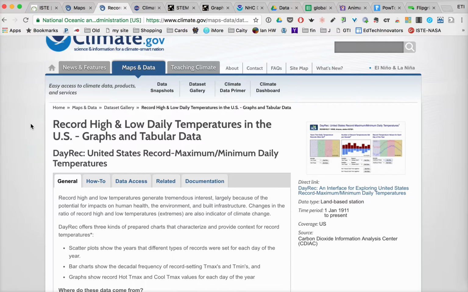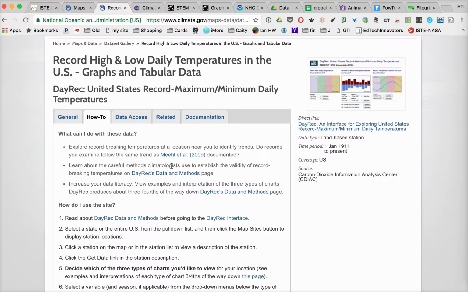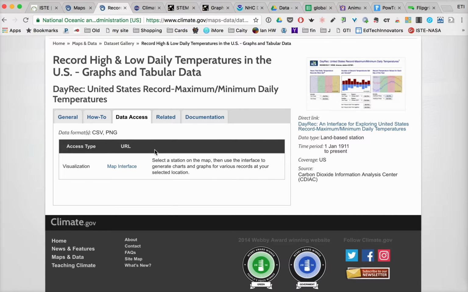So if I were to click further in, like record high and low daily temperatures in the US, what you'll find is that the directions are here. Now this is a little bit more complicated because you're going to have to get the data emailed out to you. So you'd have to have an email address, and you'll see that they talk about where you might be able to find this particular data as you go through. So you just want to be careful about those types of data sets.